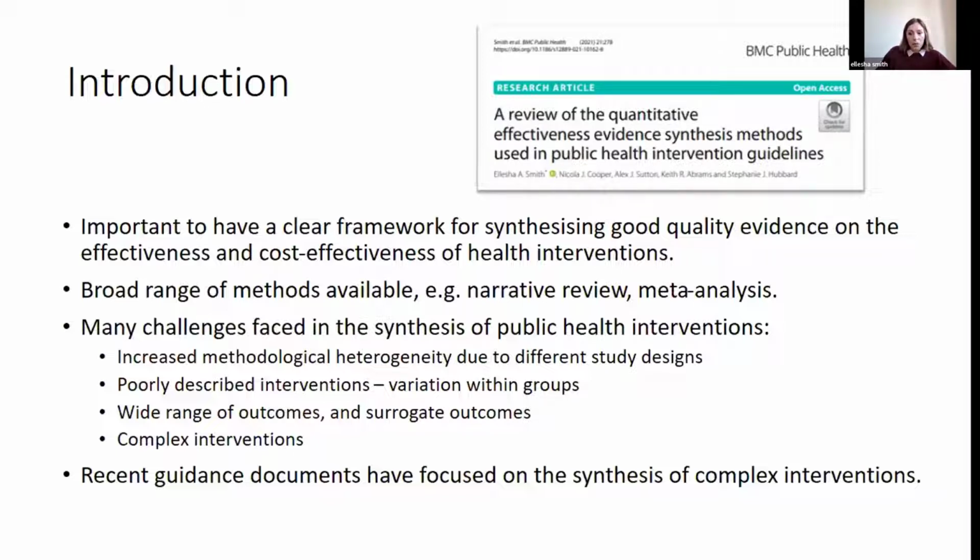For example, there is often methodological heterogeneity due to the variety of study designs used within public health topics. Often the interventions are poorly described, and this means that there's variation within the groups. There are usually a wide range of outcomes, and sometimes surrogate outcomes are used in the place of final outcomes. And often the interventions are complex, which could mean that they are implemented in a variety of settings and populations using a range of modalities. But in this presentation, I refer to complex interventions as interventions that are made up of multiple interacting components, which is the focus of today's webinar.